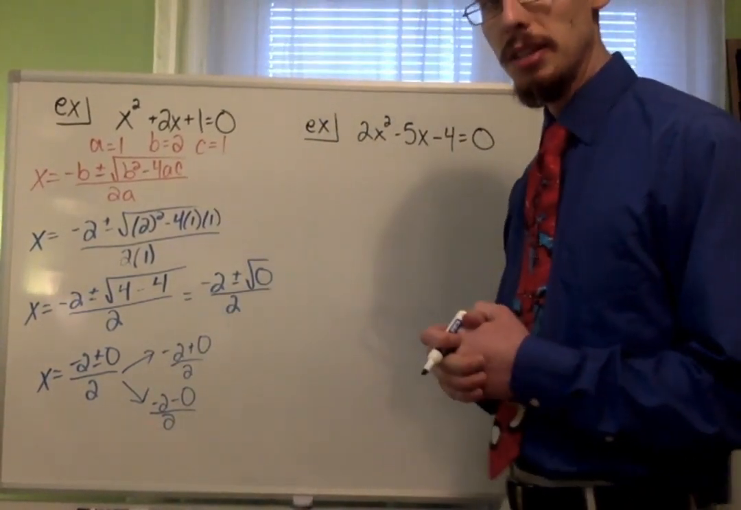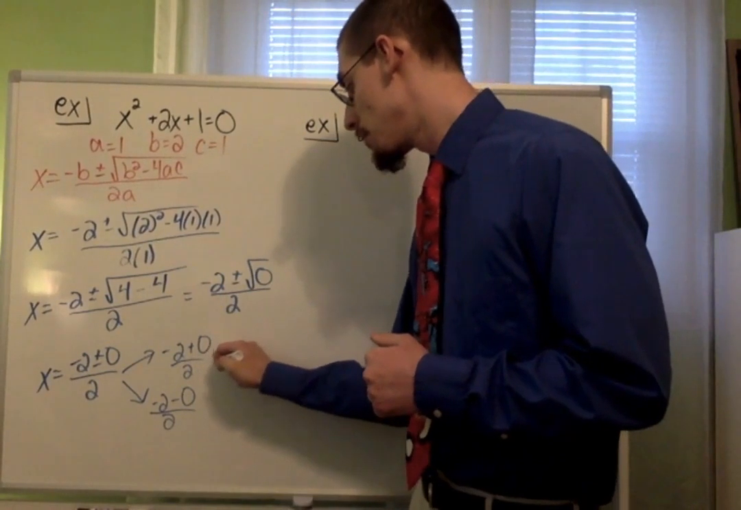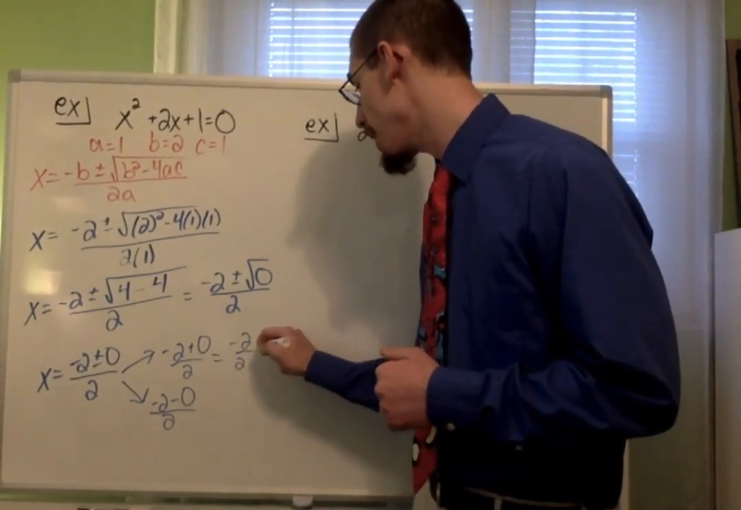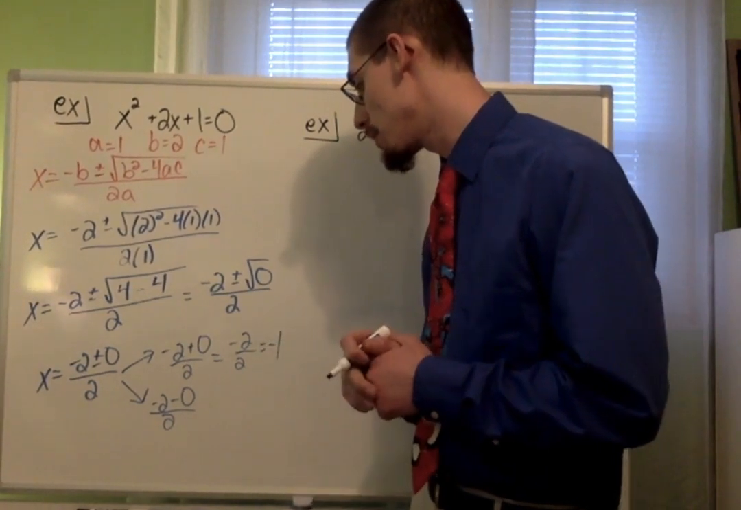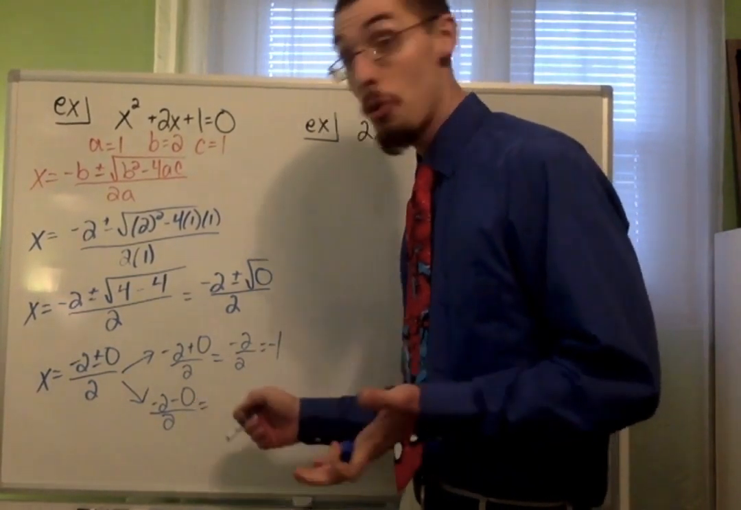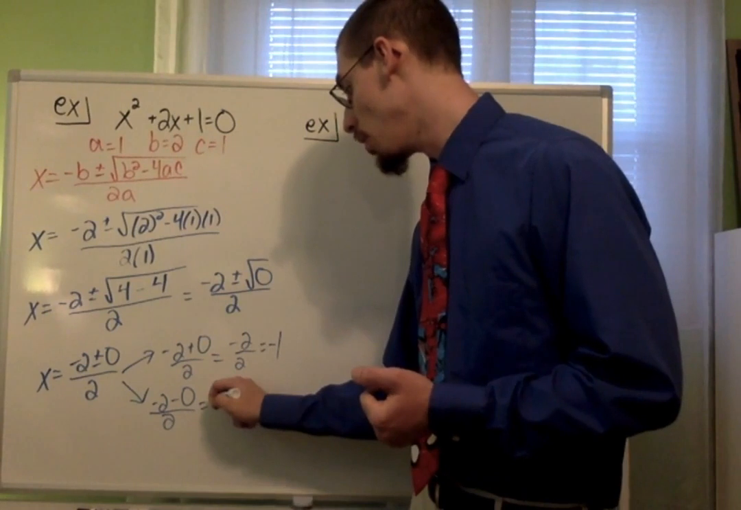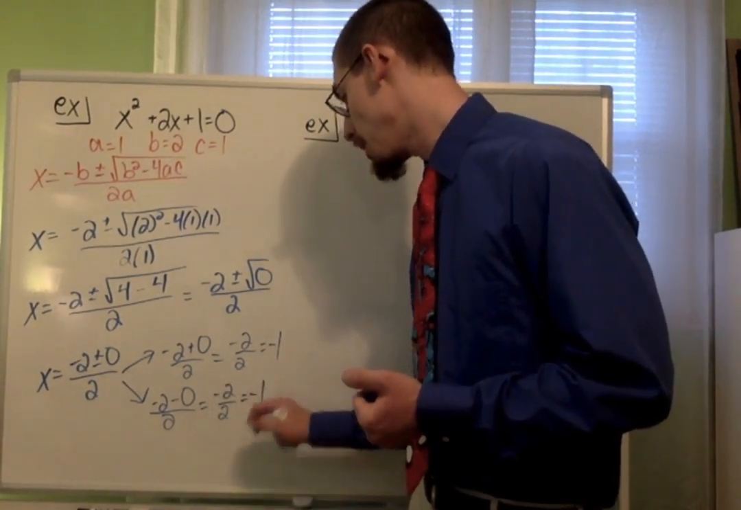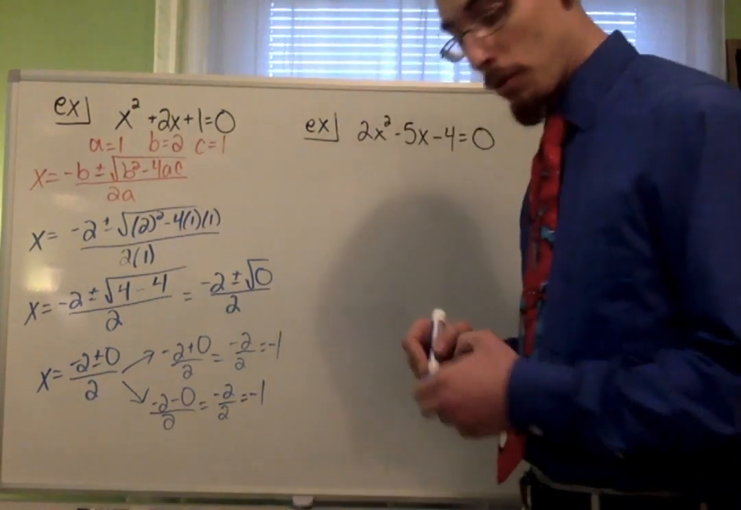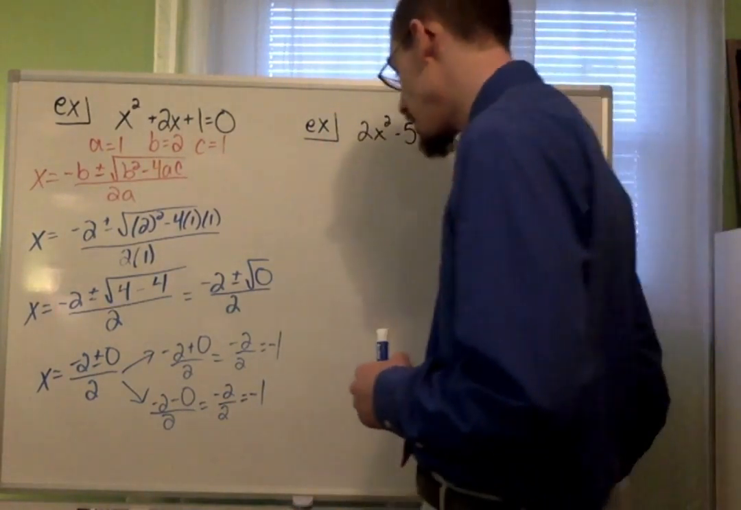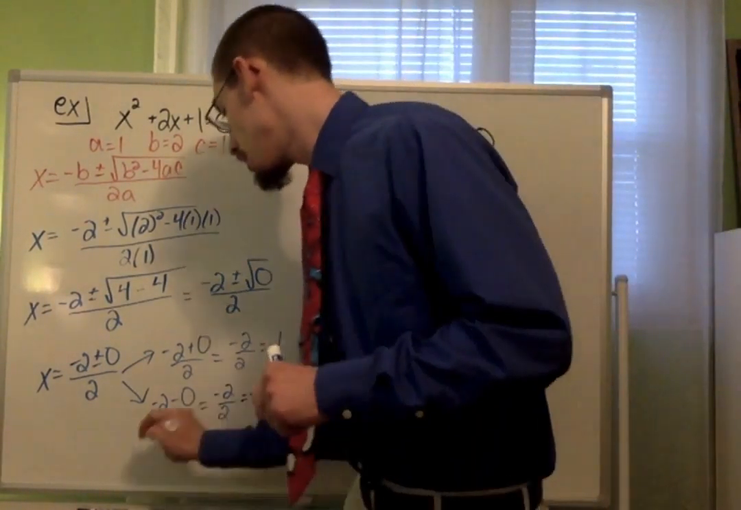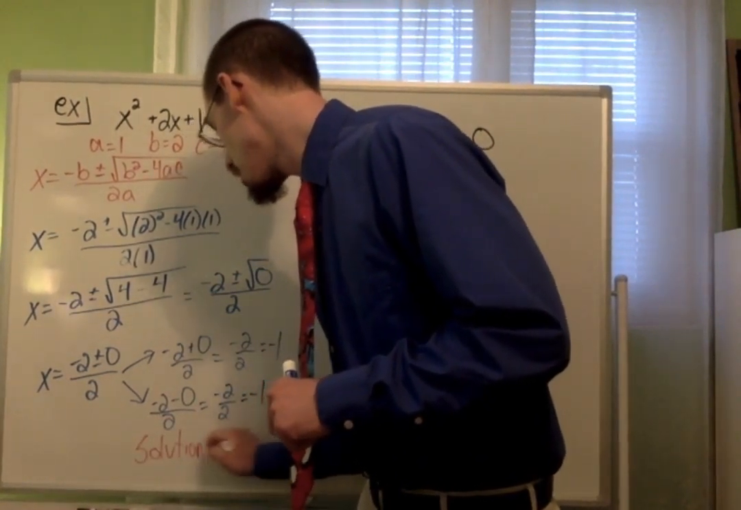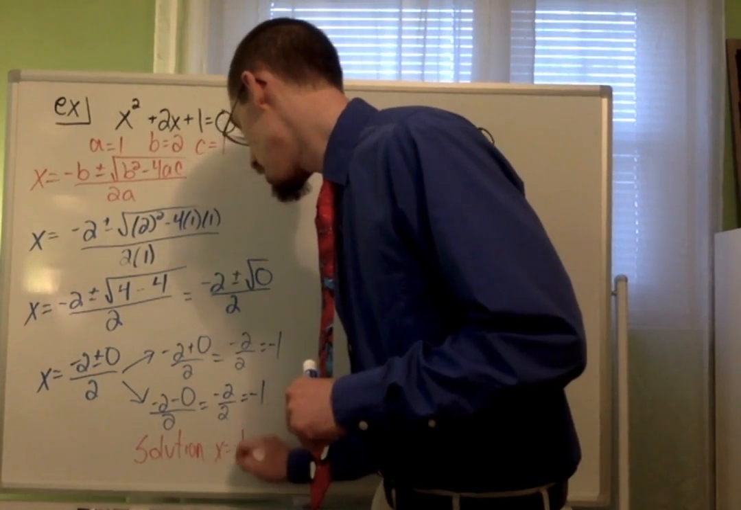They're both going to be the same answer. Negative 2 plus 0 is negative 2, and if I divide that by 2, I get negative 1. Negative 2 minus 0 is also negative 2 over 2, which gives me negative 1. So that means there's actually only one solution here. And that solution is negative 1.